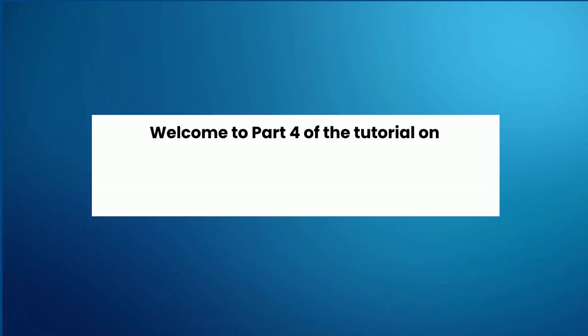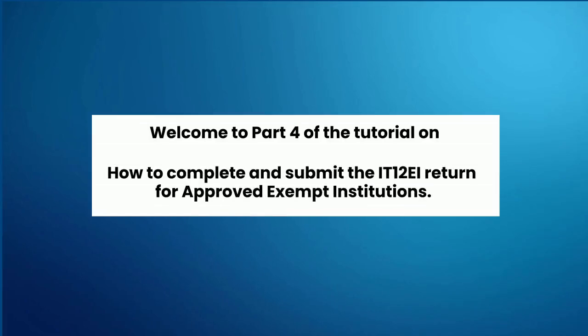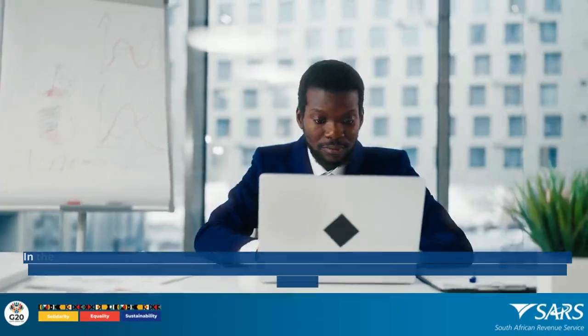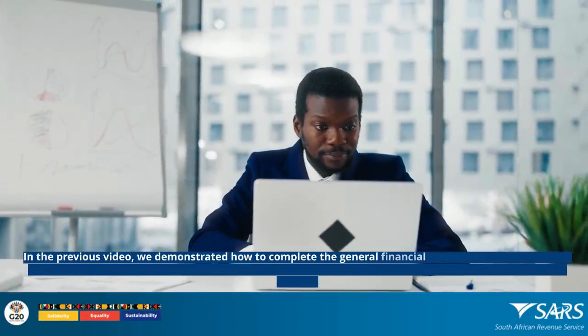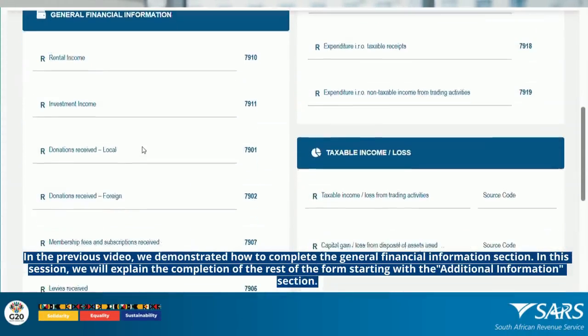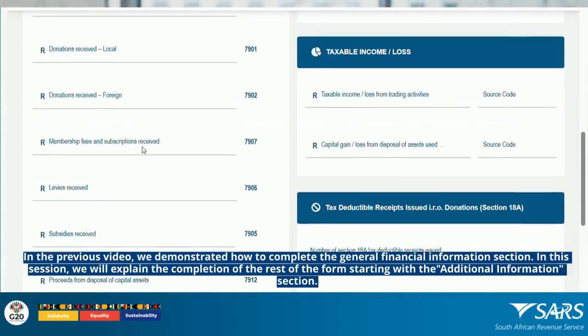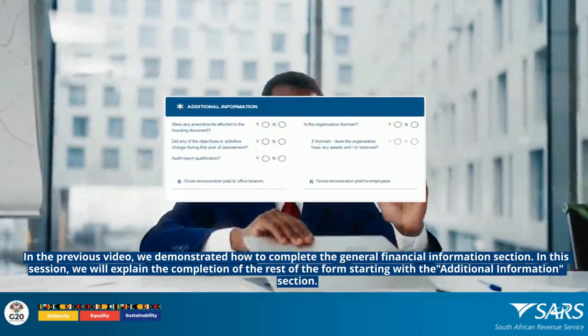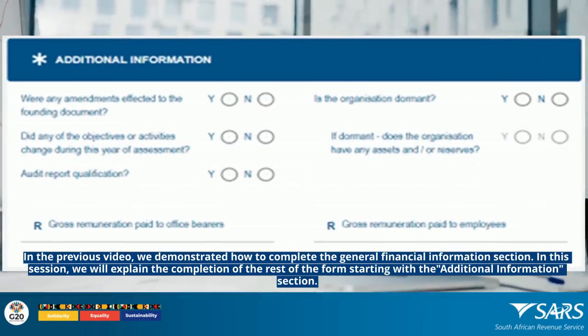Welcome to part 4 of the tutorial on how to complete and submit the IT12EI return for approved exempt institutions. In the previous video, we demonstrated how to complete the general financial information section. In this session, we will explain the completion of the rest of the form, starting with the additional information section.